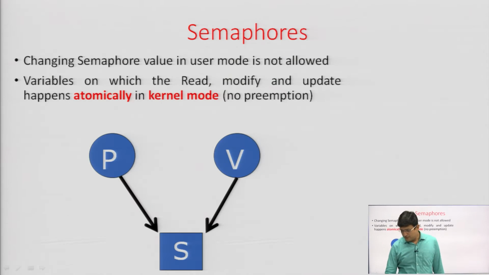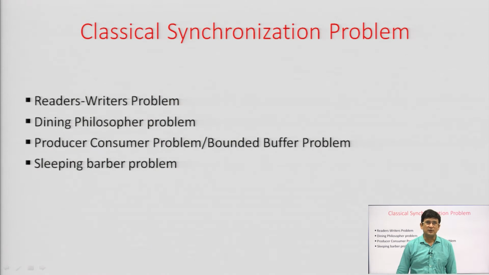So, with the help of these semaphores, we will discuss the solutions of the classical synchronization problems. Let us look at what the classical synchronization problems are. These are the readers writers problem, dining philosopher problem, producer consumer problem, and sleeping barber problem. Any synchronization problem in the computer system will fit into one of these.